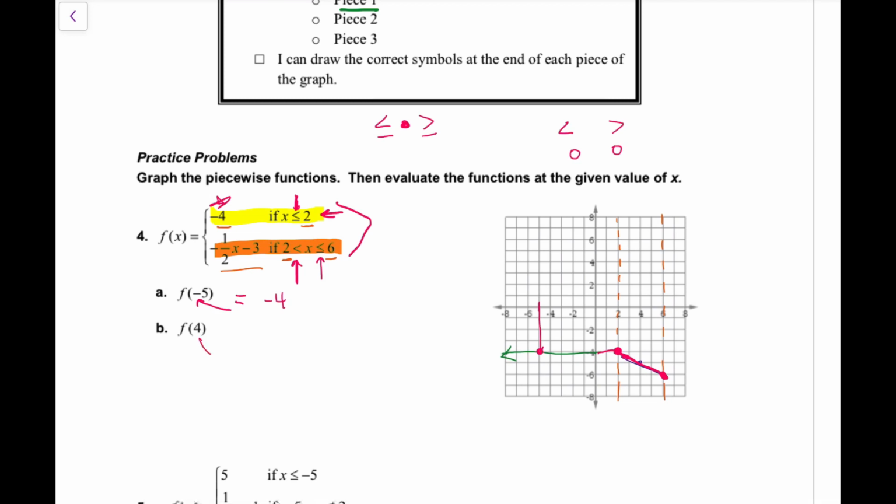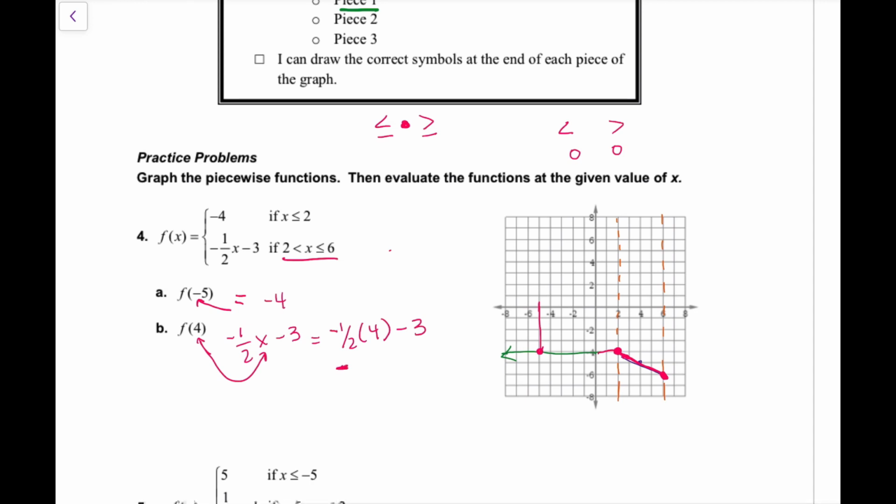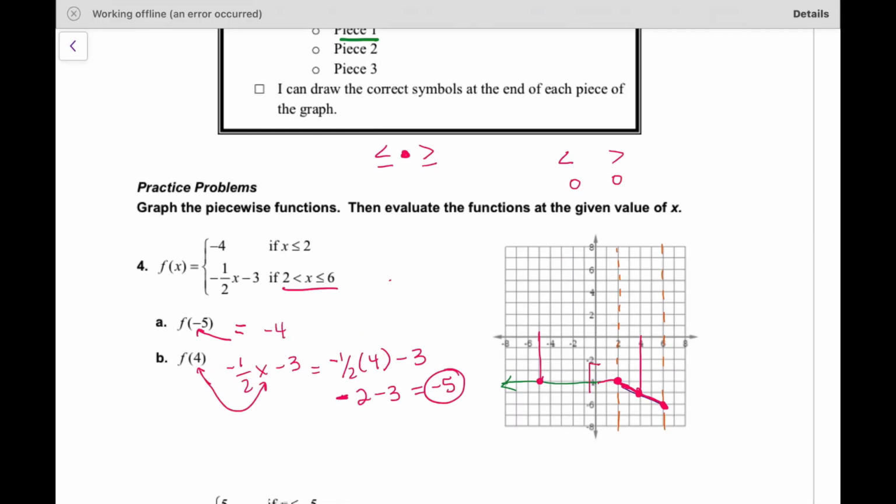Our second piece says, what is the value of y when x is 4? So since 4 is in between 2 and 6, we're going to use the -1/2 x minus 3. And in for the x, we're going to put the 4. So we have -1/2, we're going to plug a 4 in here, and minus 3. We have a negative out front. Half of 4 is 2, minus 3 is equal to -5. So when x is 4, y is going to be right here at -5.